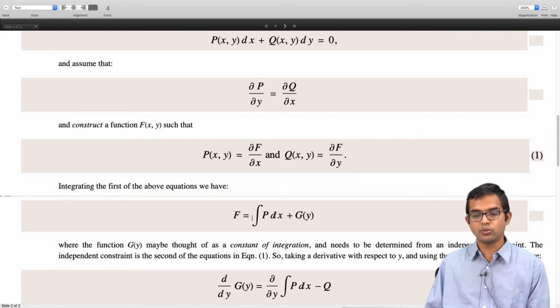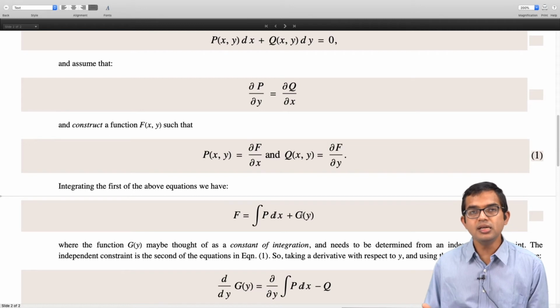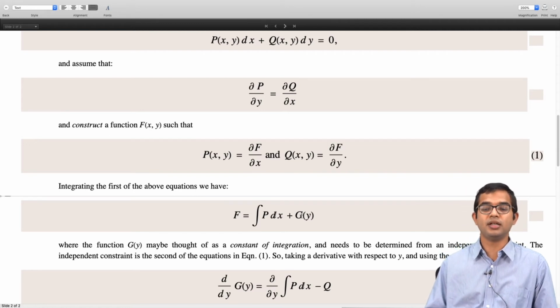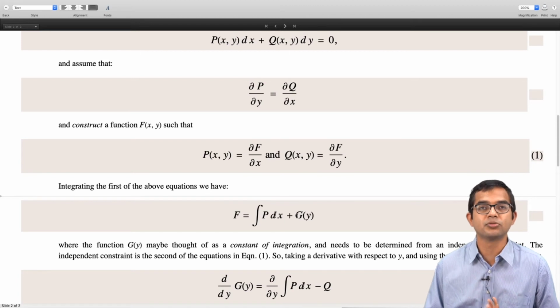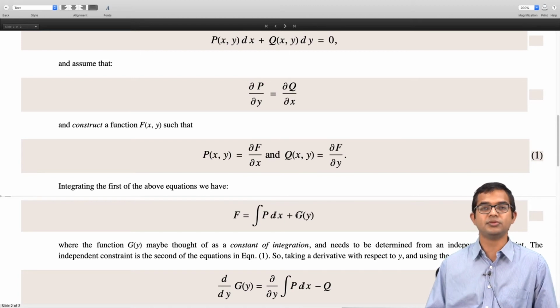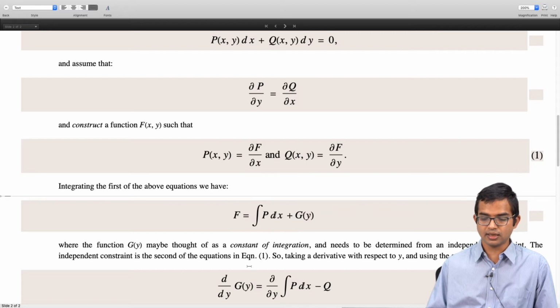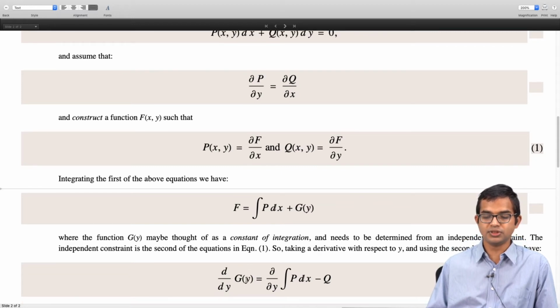So I have ∂f/∂y is equal to ∂/∂y of the integral of p dx plus dg/dy, right? Because the partial derivative of g with respect to y is the same as the total derivative of g with respect to y. So rewriting it, I can write dg/dy is equal to ∂/∂y of the integral of p of x comma y dx minus ∂f/∂y, which is the same as q, right? Because this is a condition which we already imposed. So I have minus q.